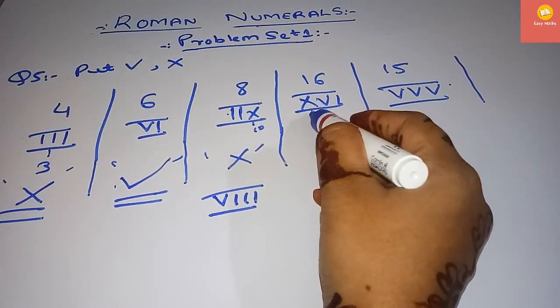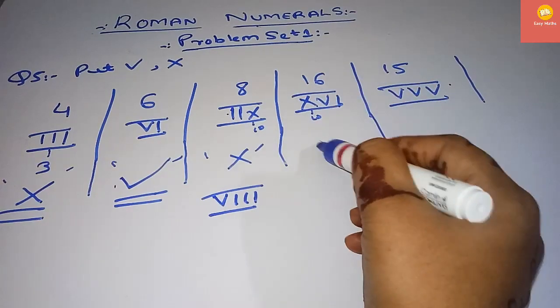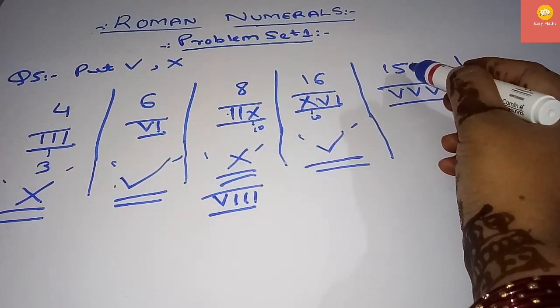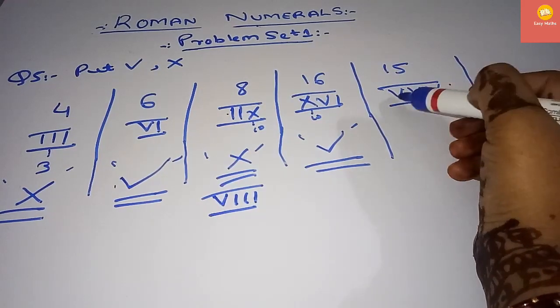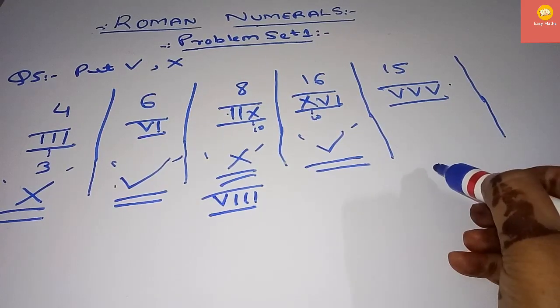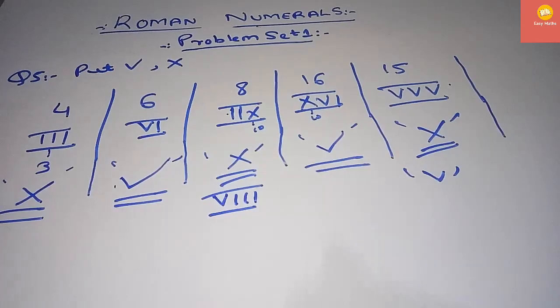Now next one. This is 10, 5, 6. 10 plus 6 is 16. So this is also 16. Means this is correct. Okay. Let's move to next one. 3 V's. Our rule says we cannot repeat the letter V. So this is wrong. Okay.